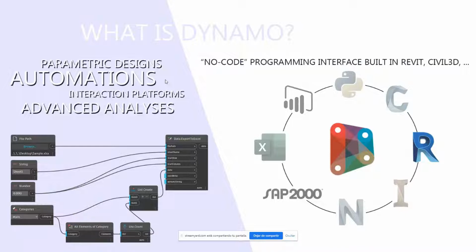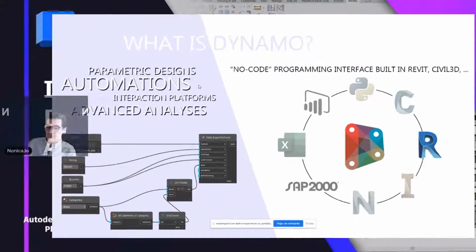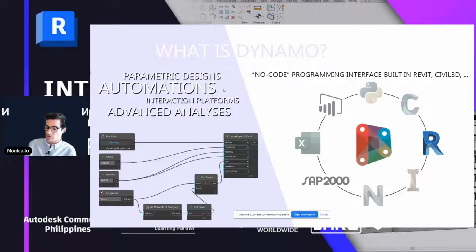It is used as a platform to interact with other software such as Excel, Navisworks, Fusion. You have a lot of flexibility to work with Dynamo and other software solutions. But in this case, we're going to mainly focus on Revit. Dynamo is mainly used for automations, but it can also be used for parametric design, and for advanced analysis such as sustainability analysis or structural analysis.